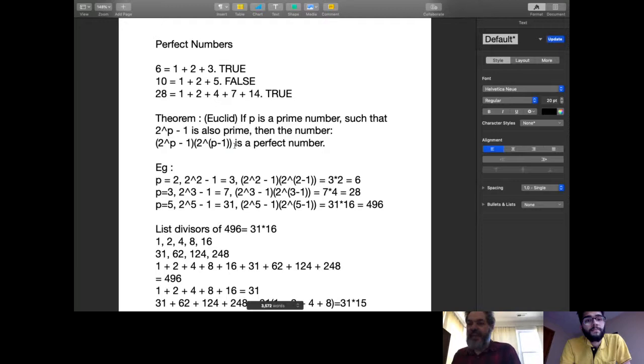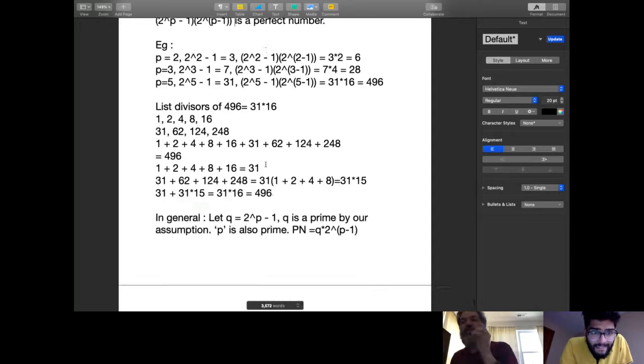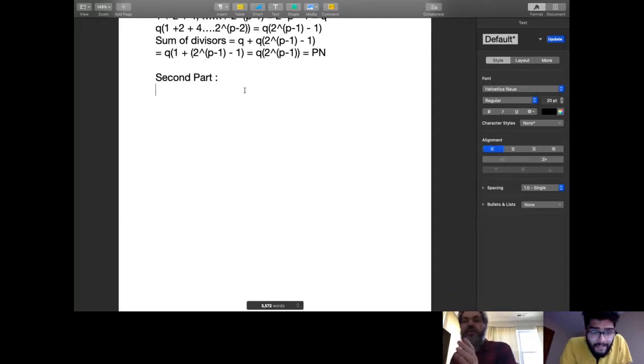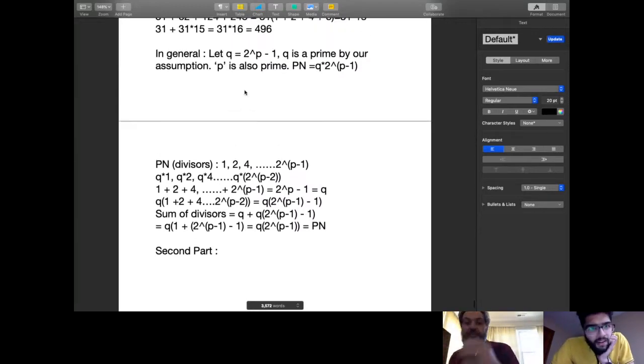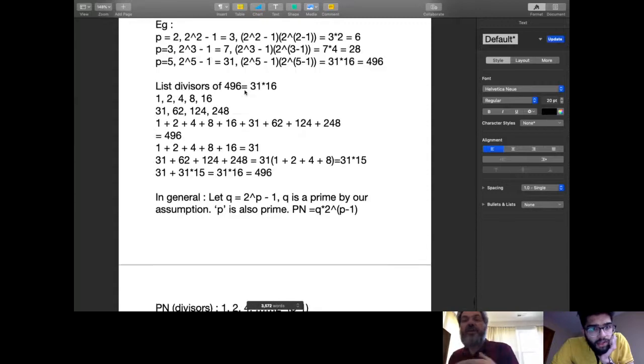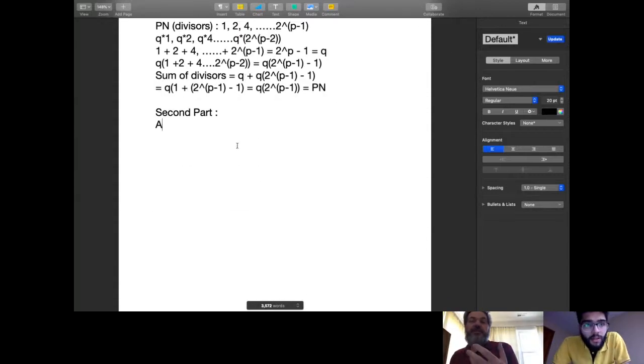You anticipated exactly the next theorem. Very good. First of all, we do not know if there are any odd perfect numbers. So this is an unsolved problem. You can write it down as an unsolved problem: are there any odd perfect numbers? What if they're even and not of this form? We'll talk about that in a moment.